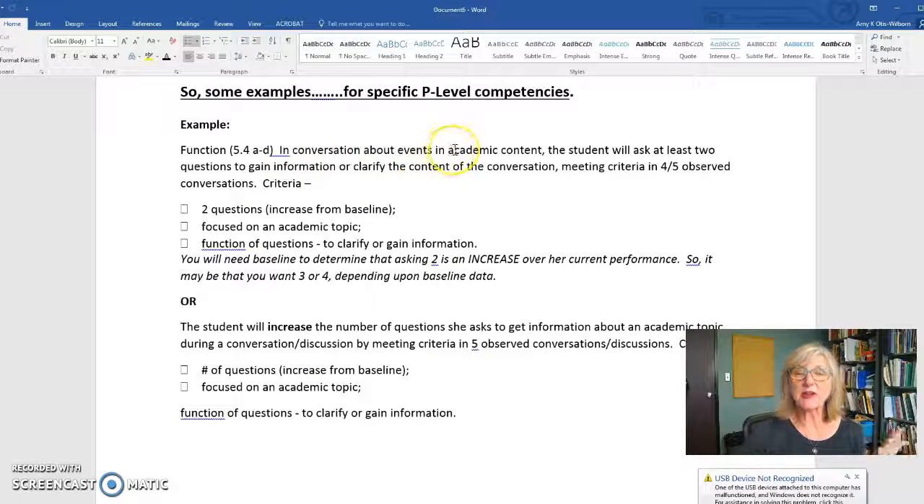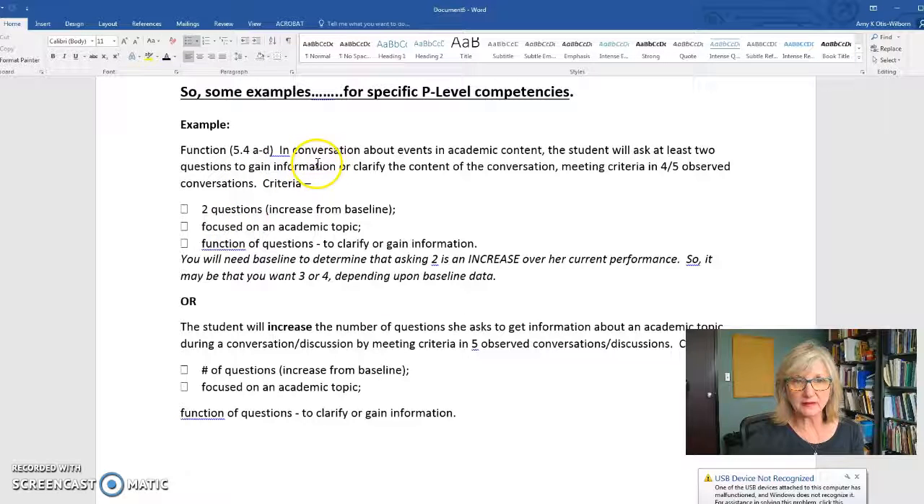In conversation about events in academic content, the student will ask at least 2 questions to gain information or clarify the content of the conversation, meeting criteria in 4 out of 5 observed conversations. Now, the other is measurement, and you'll see several ways that I suggest you can do it. There are lots of ways to do it, but basically I'm going to suggest this idea of using criteria.